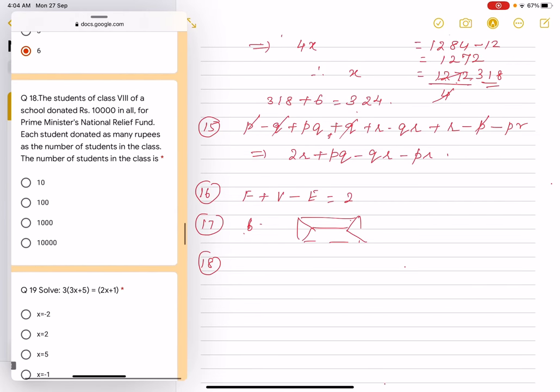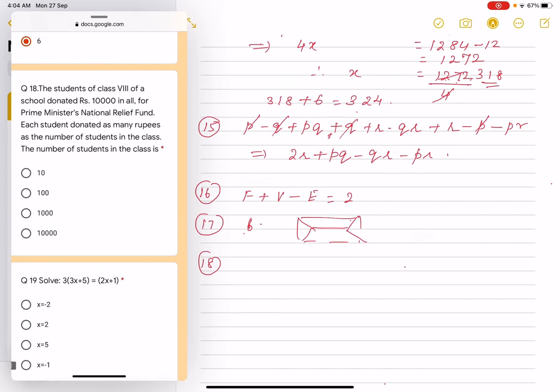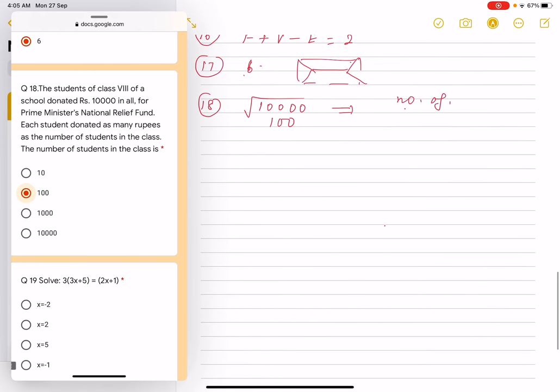Now question number 18. The students of class 8 donated 1200, and the number of students is the same as the number of rupees of contribution. So what is that? We have to find out the square root. So it will be 100 and 18th option will be correct.